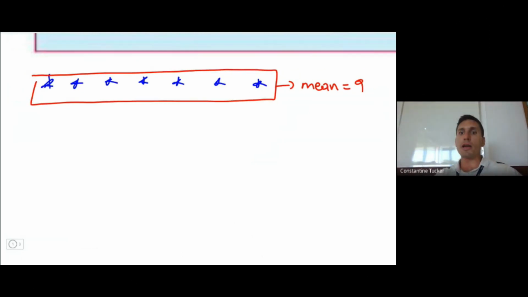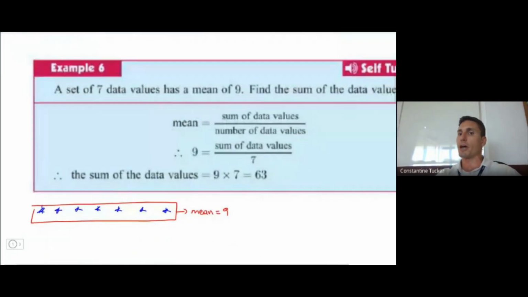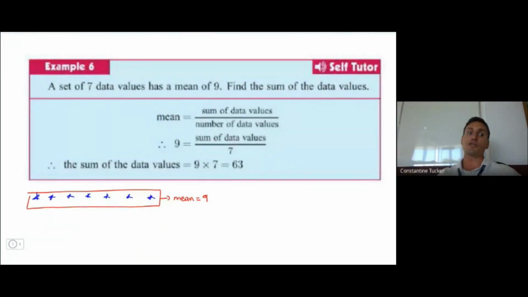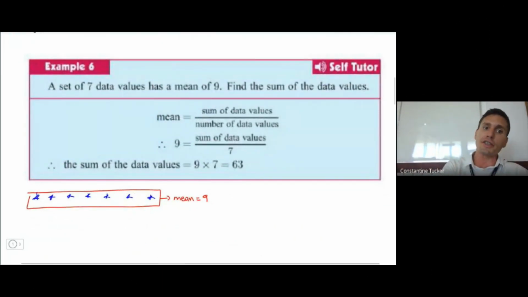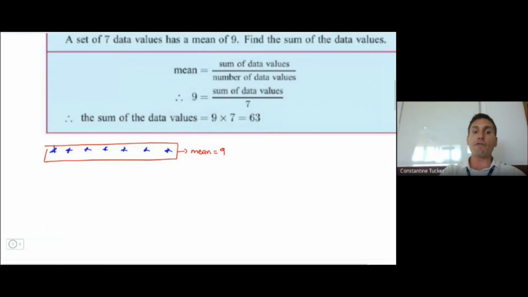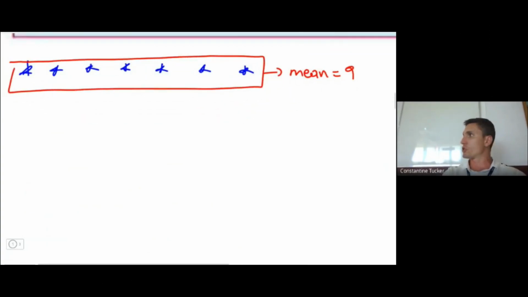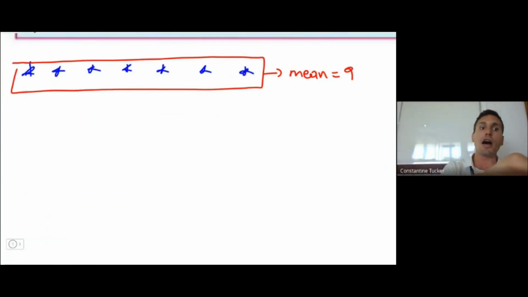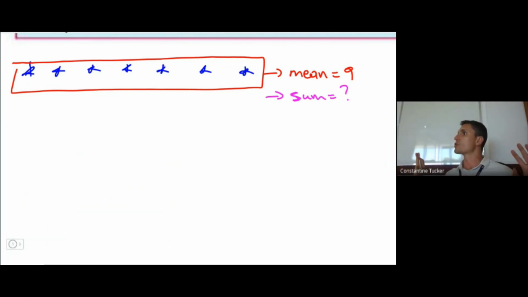Mean is equal to 9 means this. Listen up guys, face the front. This is a tricky question. I'm going to make a note here. This is a tricky question. I want everyone in this together with me, okay? They're saying, if the mean, the average, is 9, find the sum. What is the sum? If you add them all up, what do you get? But you don't know any of the numbers. We don't know the numbers at all.